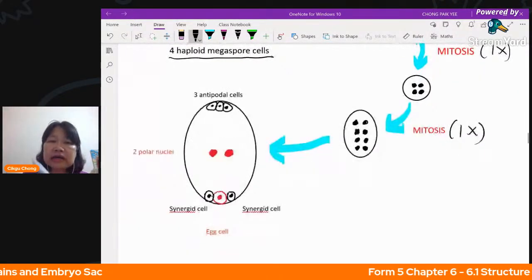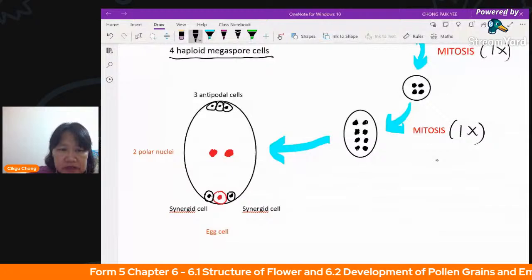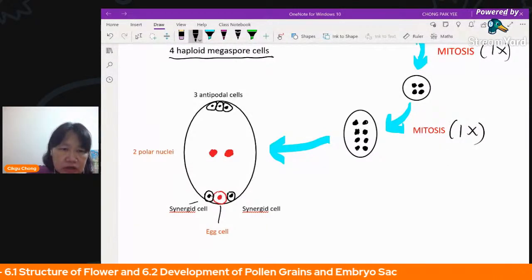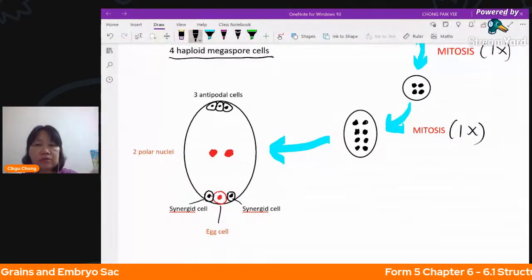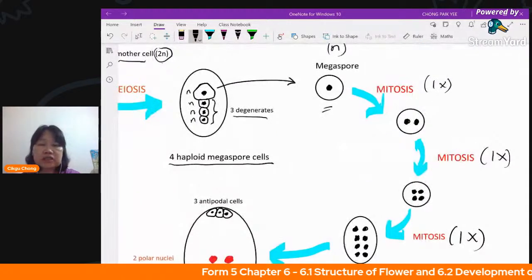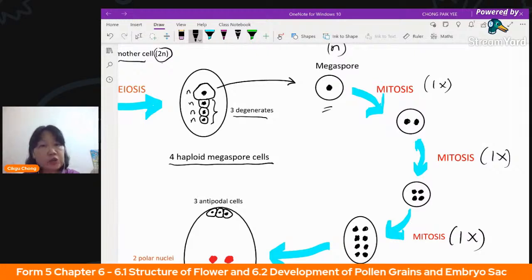And then another 3 will move to the opposite side. One of them is called the egg cell, which I put in the center here. The other 2 are called synergid cells. So they have different names, but you see that they all come from one nucleus that started here, which is your megaspore. Just one megaspore can form 8 nuclei inside.